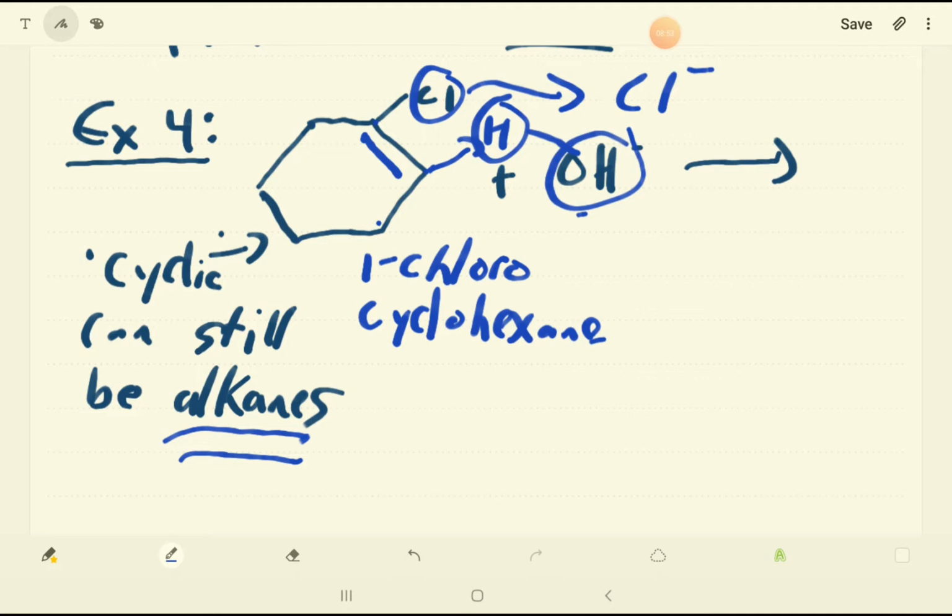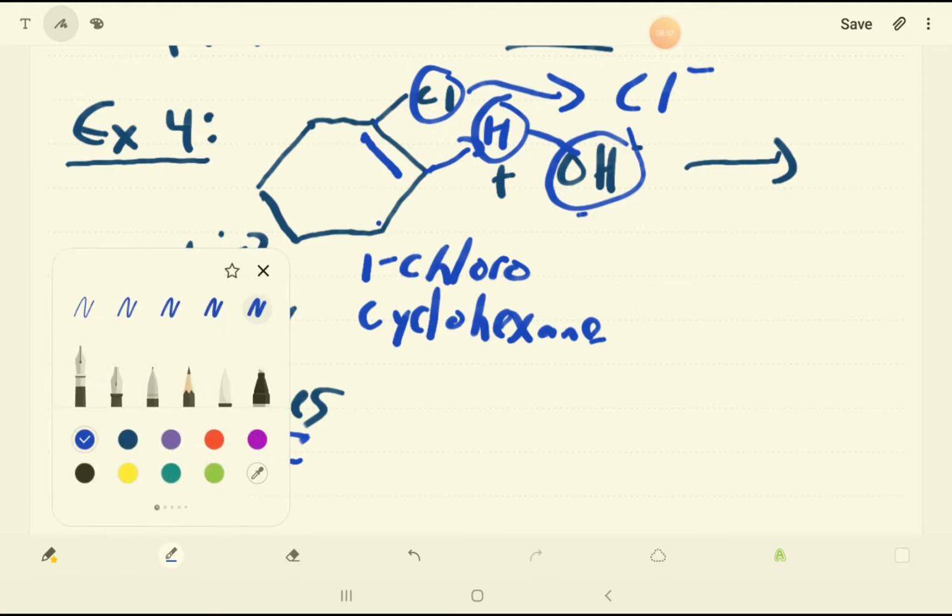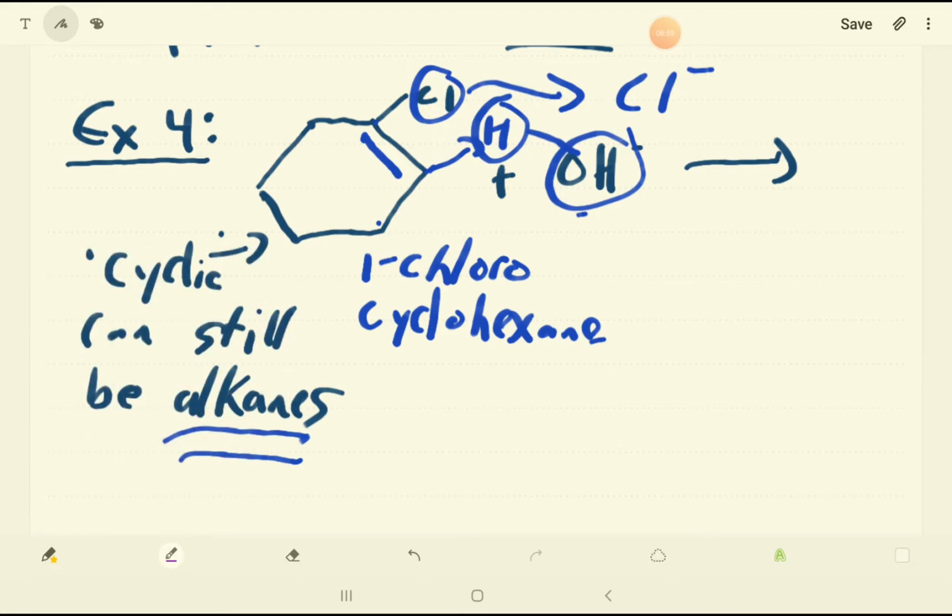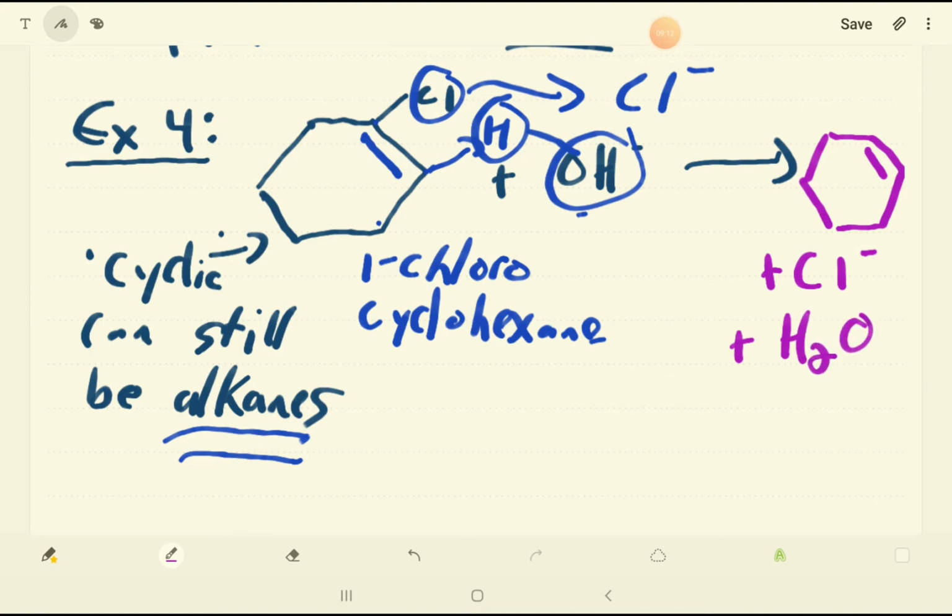When we finish this reaction over here, we end up getting a cyclohexene plus the chloride ion plus H2O. So the fact that it was cyclic really didn't change the reaction at all. We still see that there's an elimination reaction in the sense that a double bond is formed over here. And that concludes our elimination reactions.